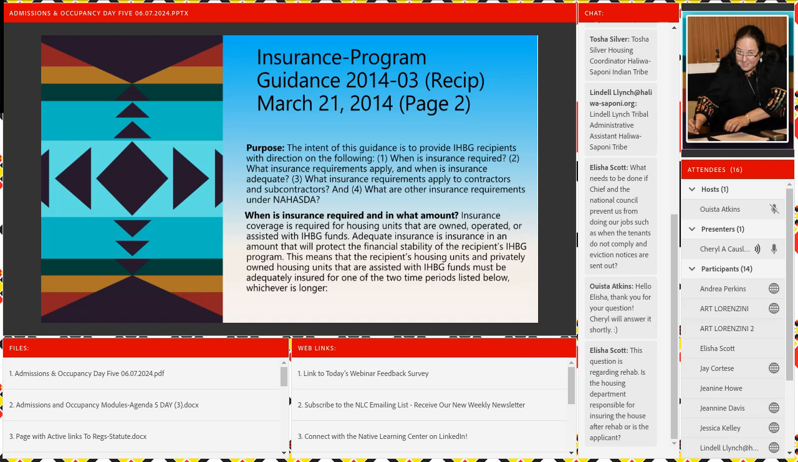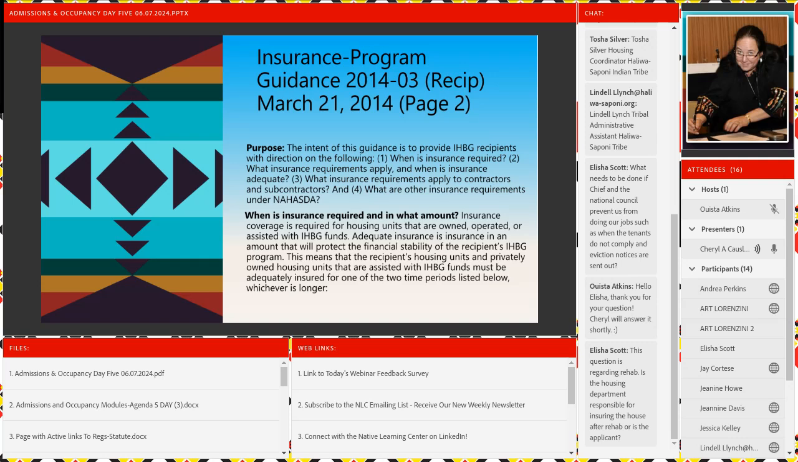The intent of the guidance, and it goes back to 2014-03, this is the name of the guidance. The intent of the guidance is to provide block grant recipients with direction on when insurance is required, what insurance requirements apply, when insurance is considered adequate, what insurance requirements apply to contractors and subcontractors, and what other insurance requirements under NAHASDA.